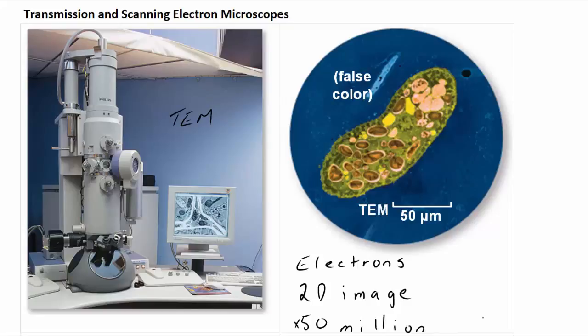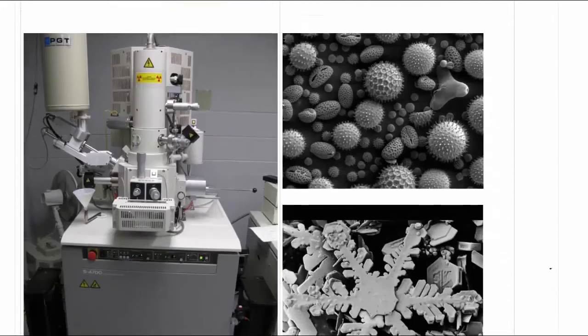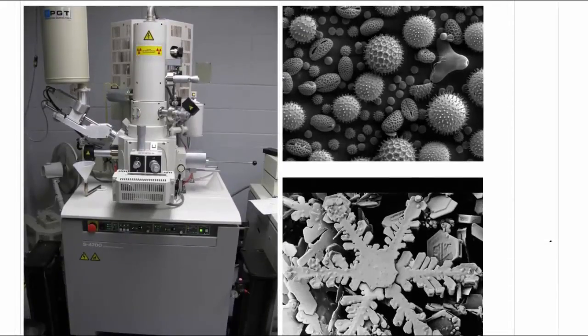The scanning electron microscope, or SEM, scans a beam of electrons over the surface of a metal-coated three-dimensional specimen. So the specimens are often coated in a thin layer of gold. The maximum magnification of an SEM is about 250,000 times. However, it produces some of the most spectacular three-dimensional images of the microscopic world, such as these granules of pollen or this snowflake.